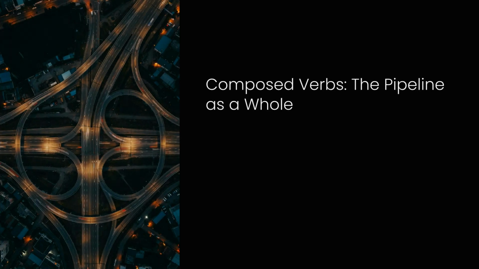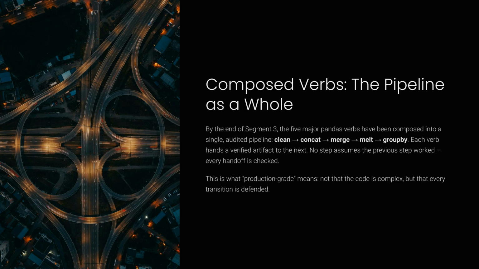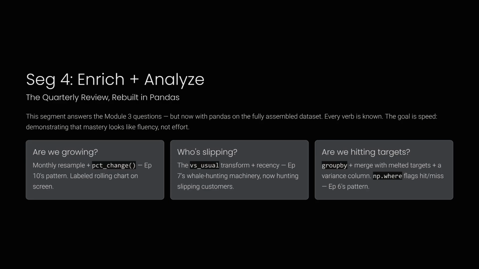By the end of the pipeline, we have successfully composed 5 major Pandas verbs into one audited flow. True production-grade code isn't just about complexity, it's about ensuring every transition is defended and verified. Finally, we enrich and analyze our data to answer the core business questions. By applying our previous patterns to the fully assembled dataset, we demonstrate how mastery and fluency allow us to achieve results with efficiency and confidence.